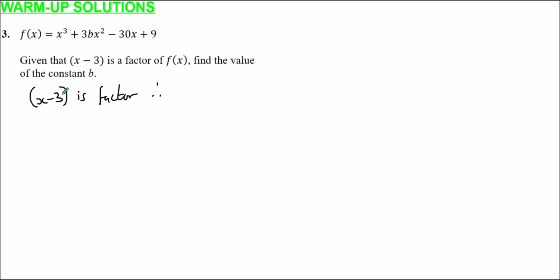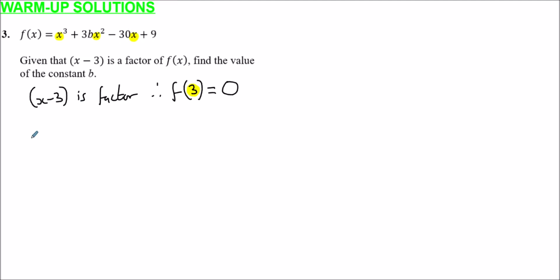that f of this number here switched with its sign, so f of positive 3, will equal 0. So if x minus 3 is a factor, f of positive 3 will equal 0. Another way of thinking about this is, if x minus 3 is a factor, then 3 is a root. So f of 3 will equal 0. So all we need to do here is sub in where x is 3, and then b will drop out accordingly. So we're just going to sub in that x is equal to 3 and set it equal to 0.